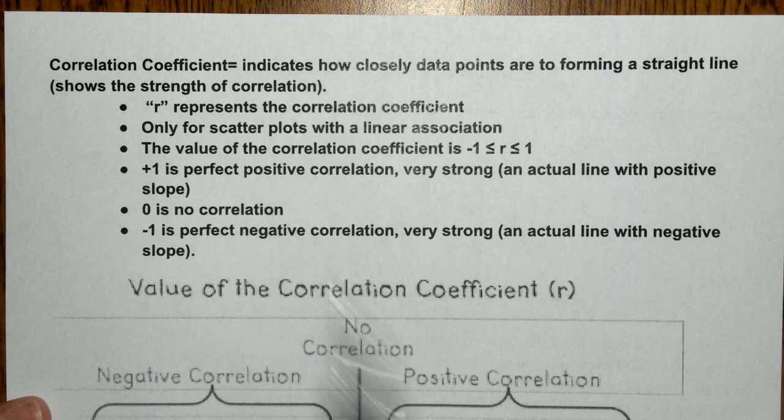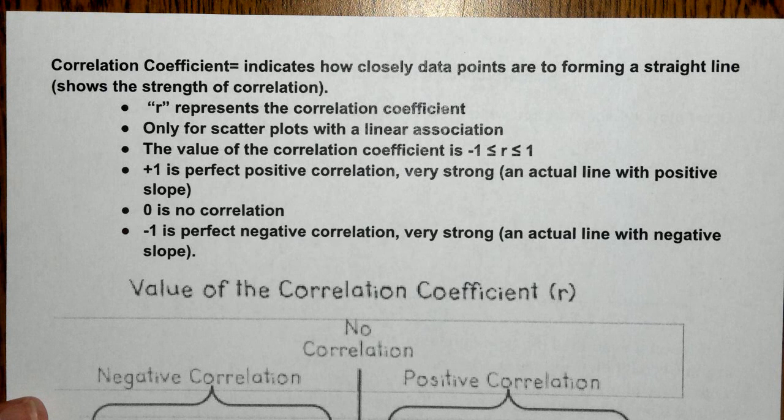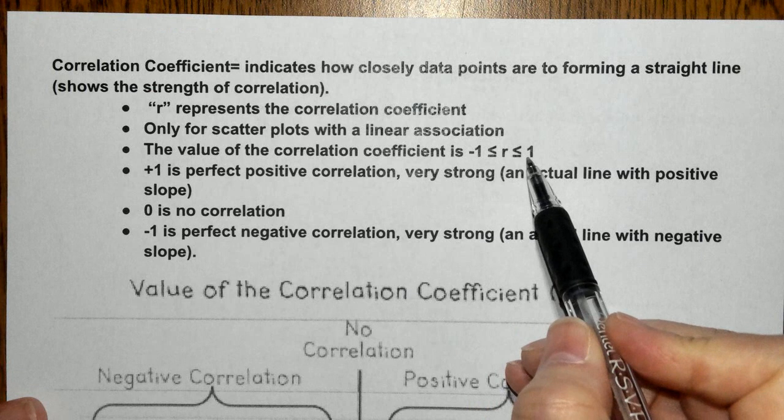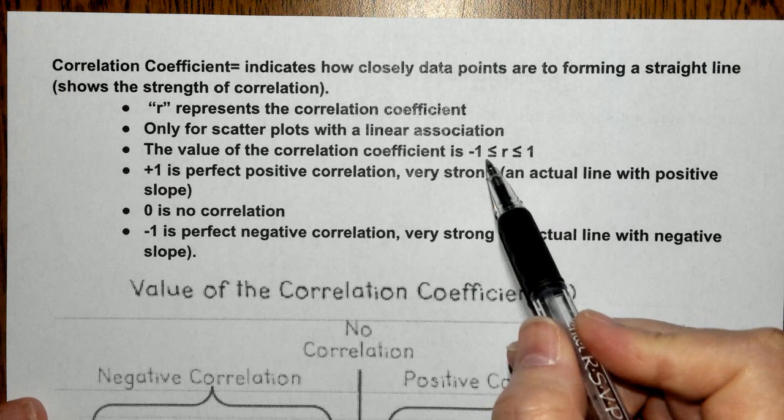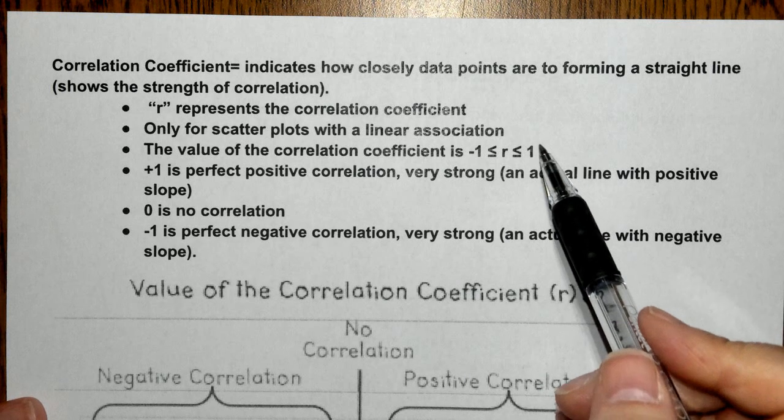So they use R for whatever the correlation coefficient is. You know how we use M for slope? We use R for correlation coefficient. That's a big word, but it's just the number that assigns value to how strong the relationship is. It's always between -1 and 1. The closer it is to the 1 or the -1, the stronger it is.